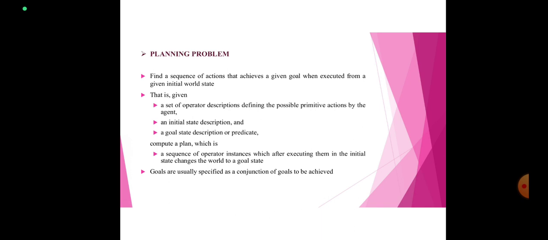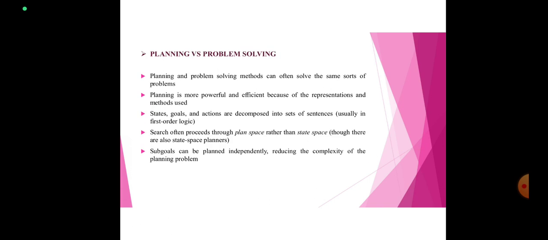It helps to compute a plan which consists of a sequence of operator instances, by executing which we will reach from the initial state to the goal state. We know that there are several actions involved in reaching the desired state or the goal state. So all these actions will have sub goals. So these sub goals will be taken and the conjunction of these goals will reach the final goal. So the conjunction of the goal is achieved for reaching the desired state or the goal state.